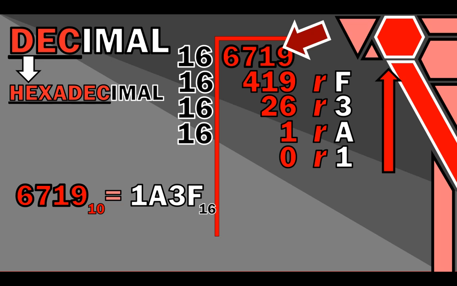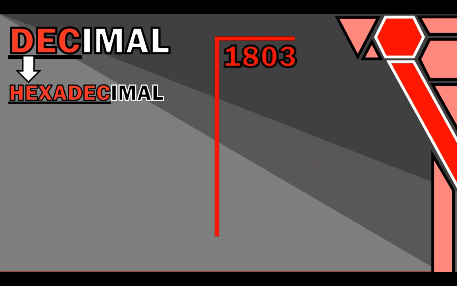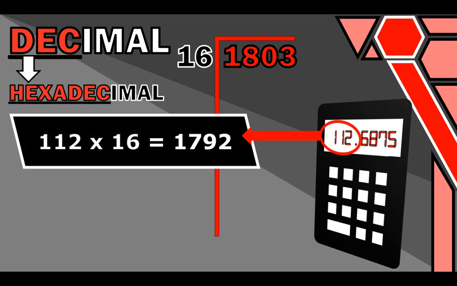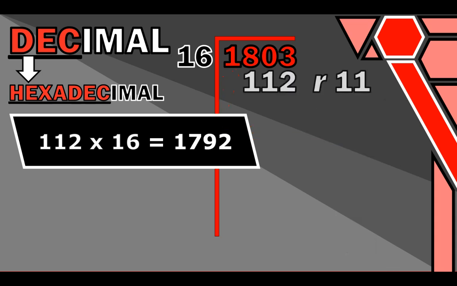So we take a number, divide it continuously by the number system we want to convert to, in this case 16, and we keep track of all the remainders, the leftover values, and then we arrange them from the bottom up. Started from the bottom, now we're here. So if we take the number 1,803 and divide it by 16, we get 112 point something. We again ignore the decimal values, and 112 times 16 is 1,792. The difference between these two numbers is 11. So we're left with 112 remainder 11.